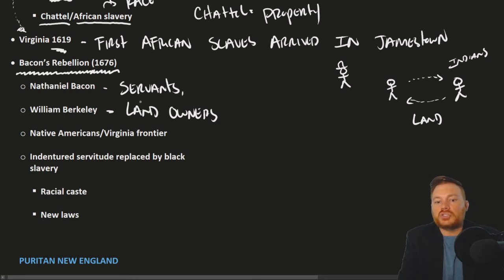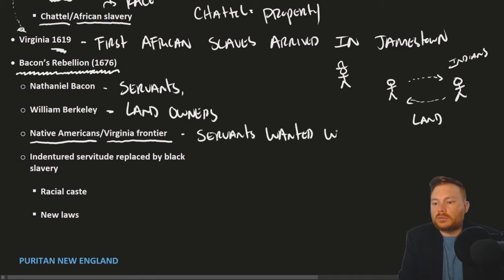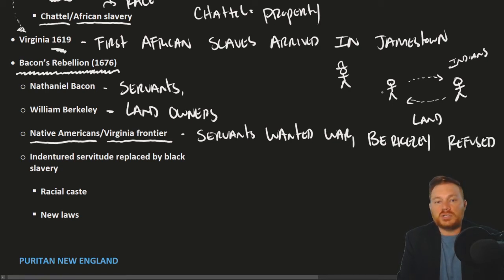Nathaniel Bacon essentially wanted William Berkeley to go to war with Native Americans on the Virginia frontier. So we might say that servants wanted war, and Berkeley, who represented the landowners, refused. Right? Because once these servants are done with their 5 to 7 years, they're going to go off and claim land of their own.